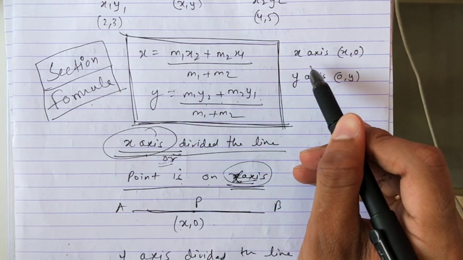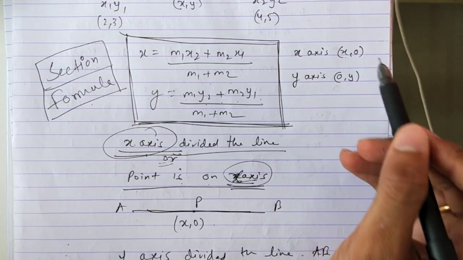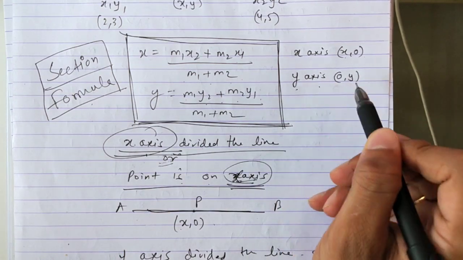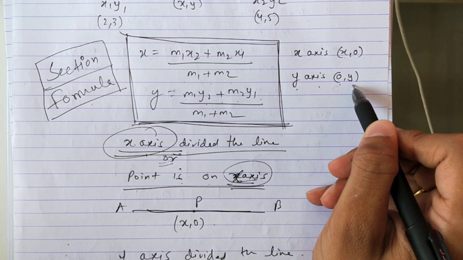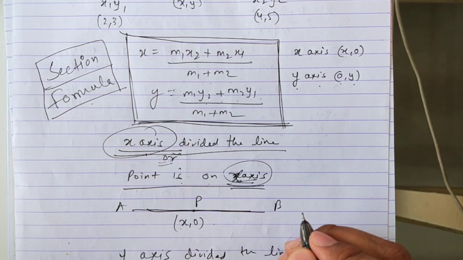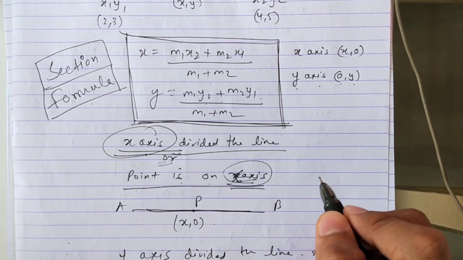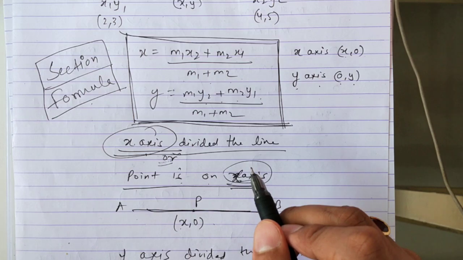And then I repeatedly told you that when it is given that divided by x-axis, you take the point as x comma 0, and when it is divided by y-axis, you take the point as 0 comma y. I will advise you to first revise the first exercise again. I'm going to give you homework also. Do that first and then watch this second exercise video.